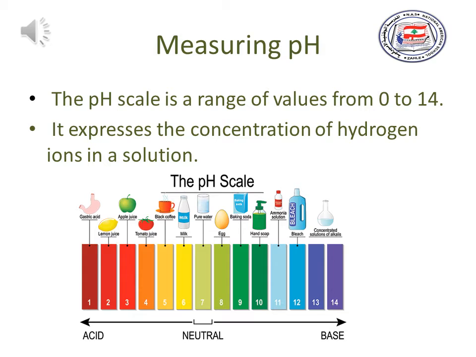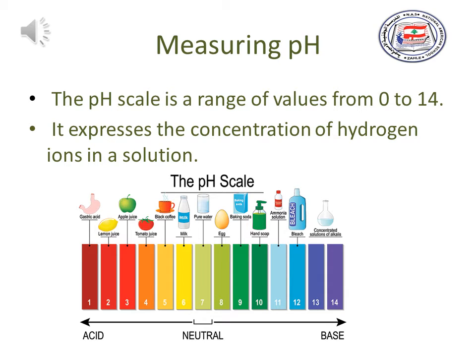Measuring pH. To know how acidic or basic a solution is, you need to know the concentration of hydrogen ions. To describe the concentration of ions, chemists use a numeric scale called pH. So what is the pH scale? It is a range of values from 0 to 14, and it expresses the concentration of hydrogen ions in a solution. Look at the figure below.